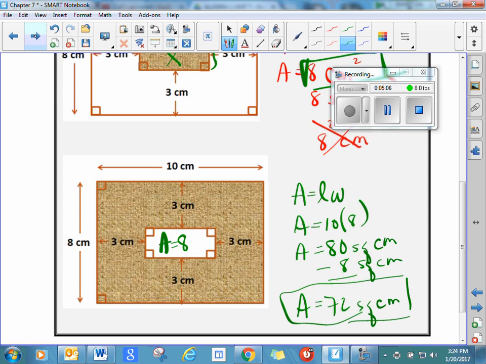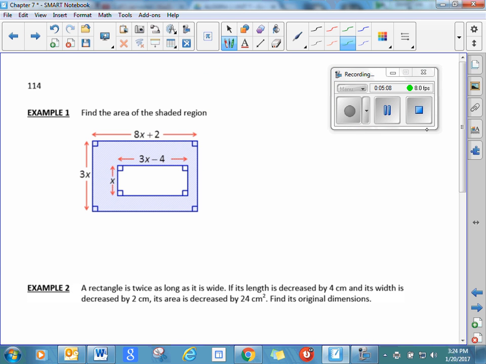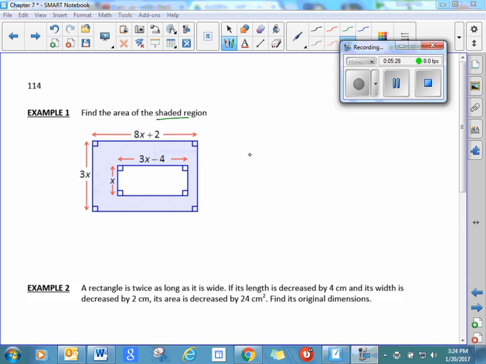So let's go to the next page really quickly. We've got a binomial now. The page before was just all numbers. We didn't have any variables in there. But we're going to do the same thing with our binomial. So our idea is we want the area, again, of the shaded region. The shaded region is this blue shaded area. And we are going to use the same idea.